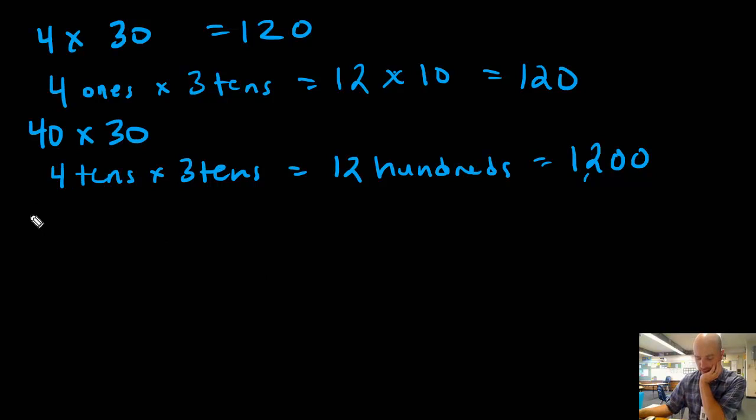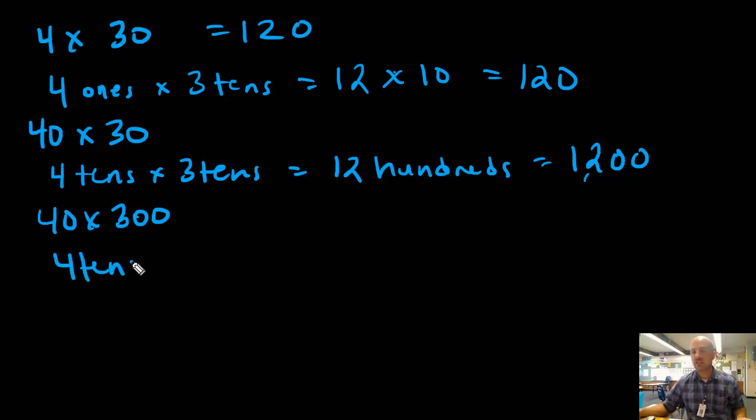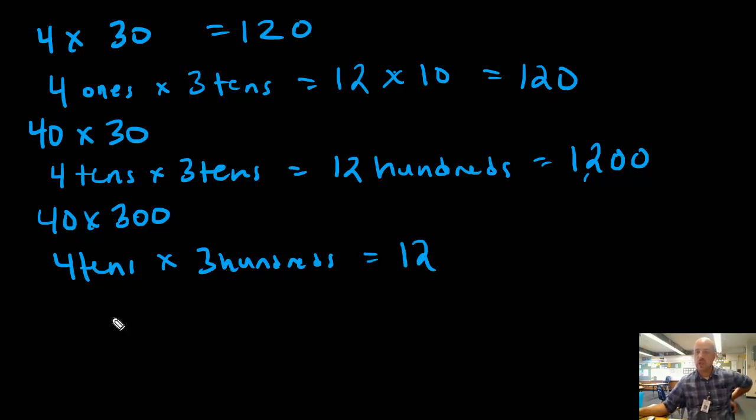If I say I have 40 times 300, well, same thing. I've got 4 tens, and I'm multiplying that by 3 hundreds. And I have my 4 times my 3, which I know is 12. But what's my 10 times my hundreds? If I have 10 hundreds, if I didn't know, I could count by hundreds: 100, 200, 300, 400, 500, 600, 700, 800, 900, 1,000. So I have 12 thousands, and 12 thousands is 12,000.